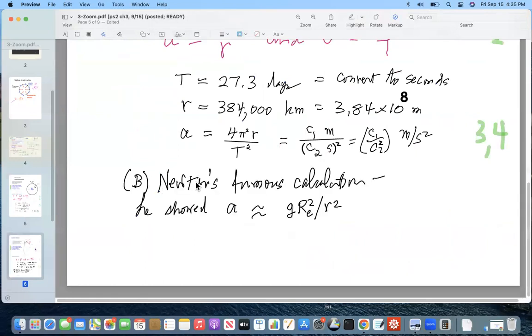Now there's part B, Newton's famous calculation. Newton showed that this acceleration is roughly g, the acceleration on the Earth's surface, times r squared over r squared. And that's one of the ways that Newton showed that the force of gravity decreases as 1 over the distance squared. So this was when Newton was a very young man and still just working on the theories of motion and gravity. He came to the conclusion that the force of gravity goes like 1 over the distance squared from this calculation.